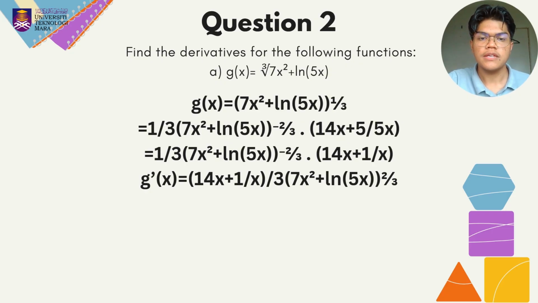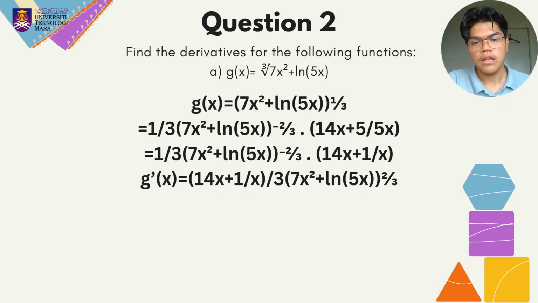So the function given to us is g(x) equals the cube root of 7x squared plus ln 5x. To solve the equation, we're going to use the chain rule. For the first step, we're going to transform the cube root into a power. So we can see here g(x) equals (7x squared plus ln 5x) to the power 1 over 3. The 1 over 3 comes from the transformation of the cube root.